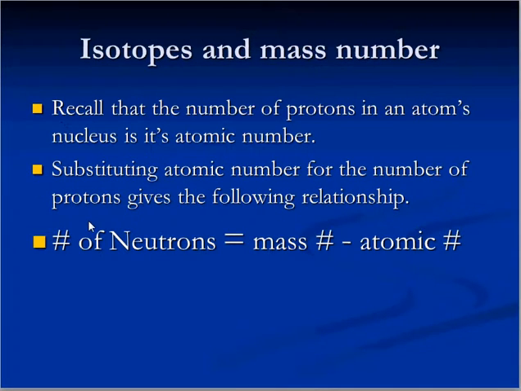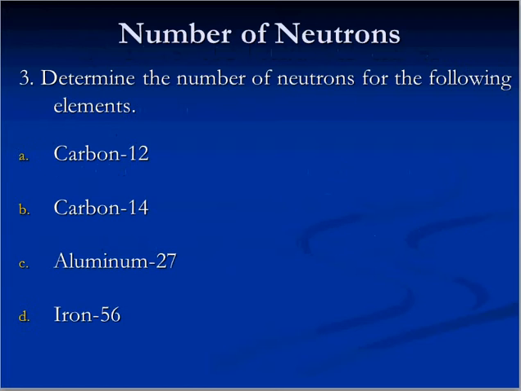So recall that the number of protons in the atom's nucleus is the atomic number. So if we substitute the atomic number for the number of protons, we get the following relationship. The number of neutrons is going to equal the mass number minus the atomic number. So the last thing we're going to do is practice figuring that out. So we've got some isotopes here.